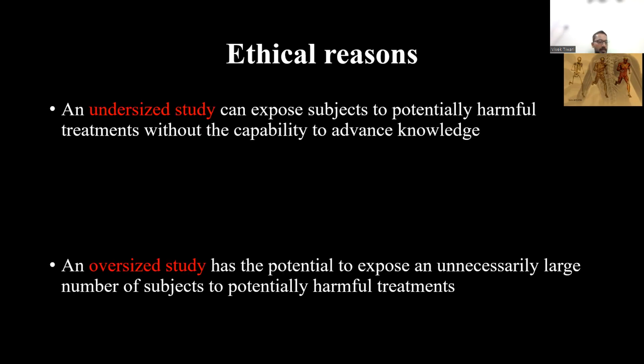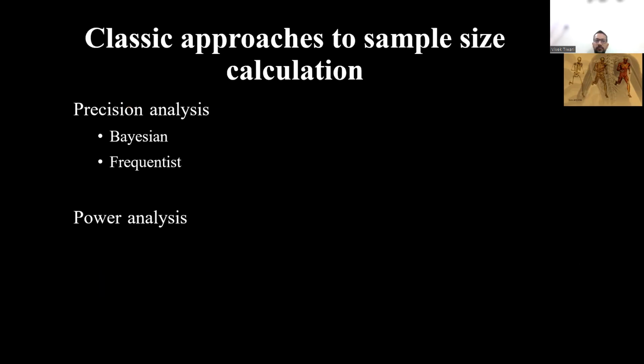The ethical reasoning is that an undersized study can expose the subjects to potentially harmful treatments without the capability to advance knowledge, whereas an oversized study has the potential to expose an unnecessarily large number of subjects to potentially harmful treatments. There are two approaches to sample size calculation.